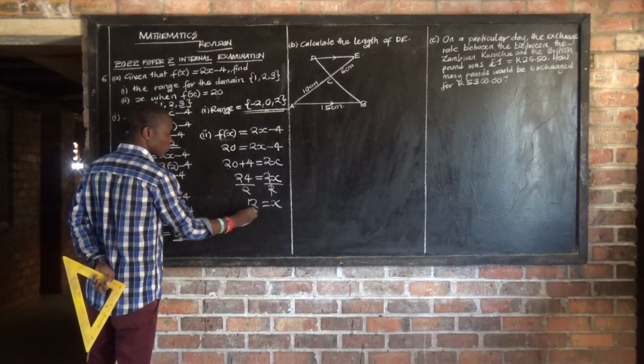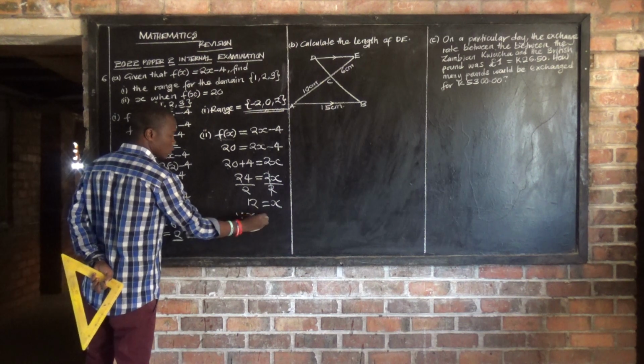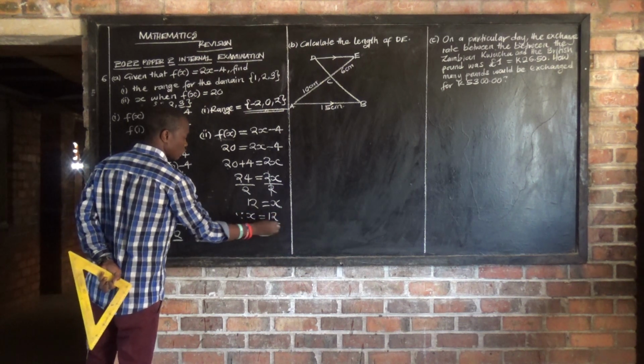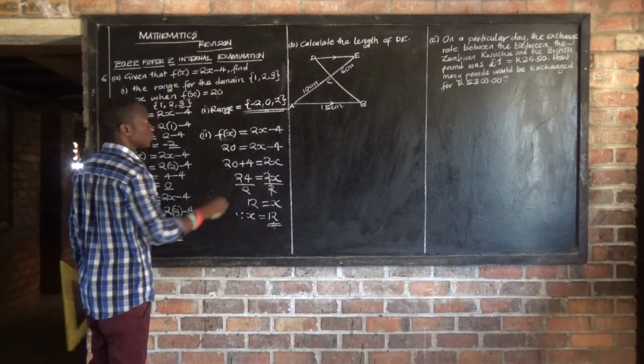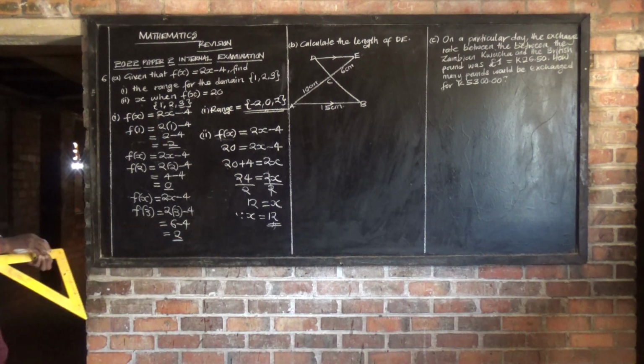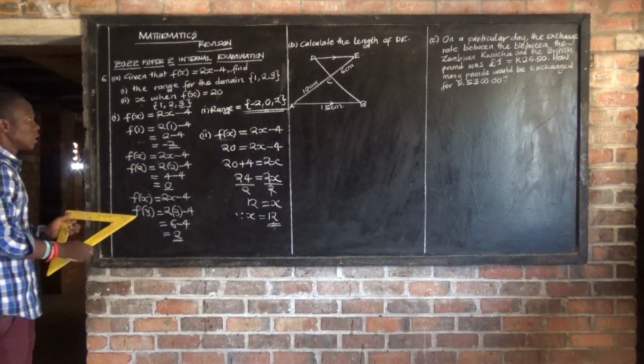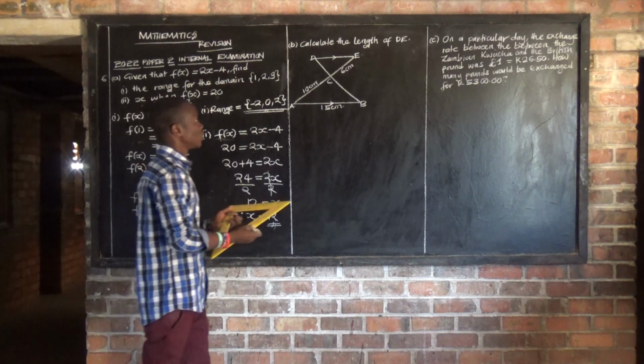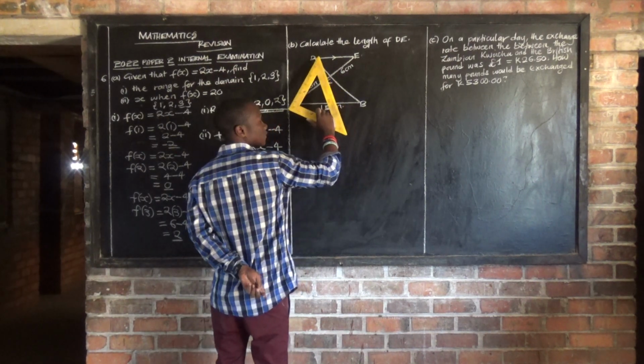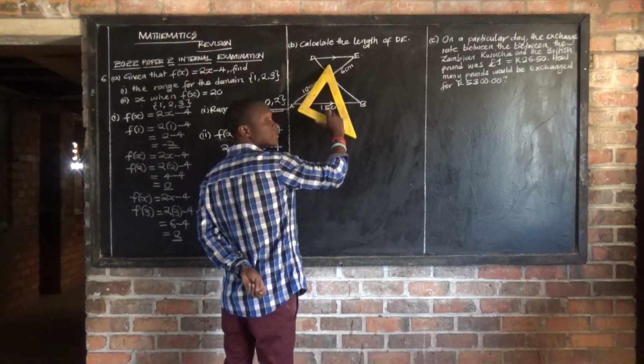You get 12. So therefore, x is equal to what? Is equal to 12. Okay? Let's look at question B, which is a question on similarities and congruence. Very good. So, direct. So these two triangles are similar.